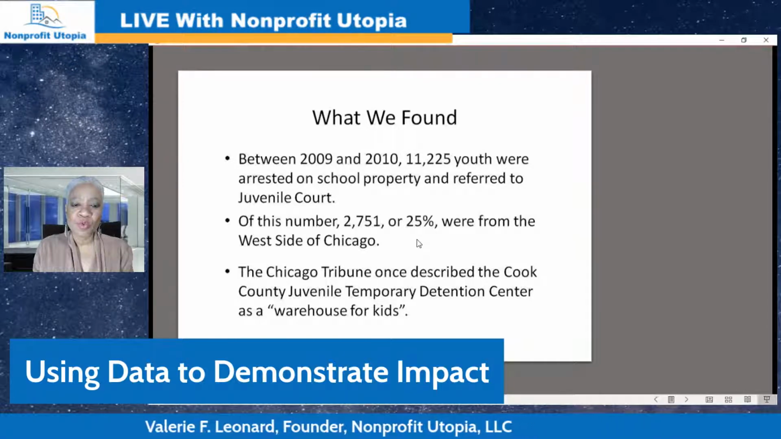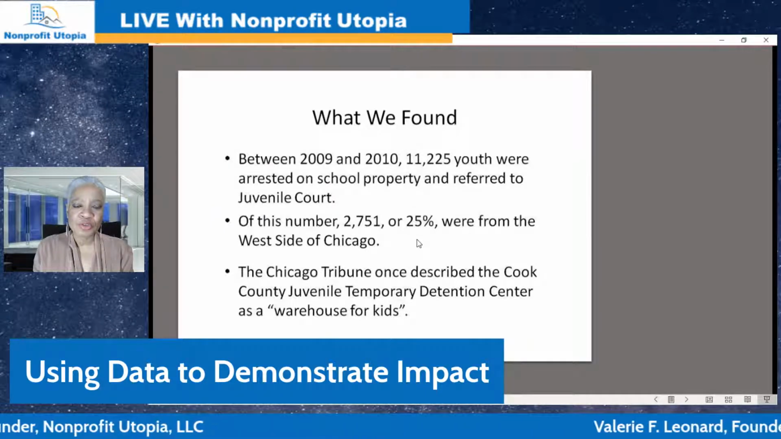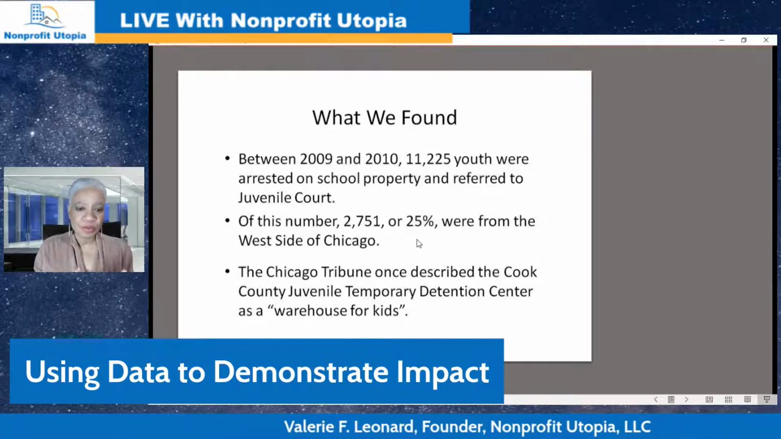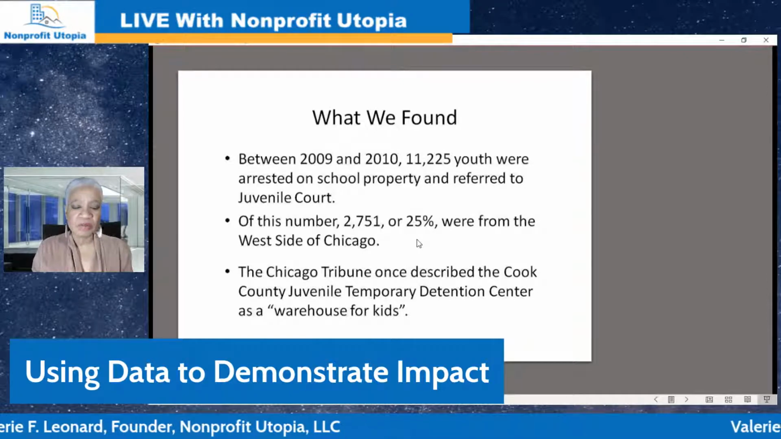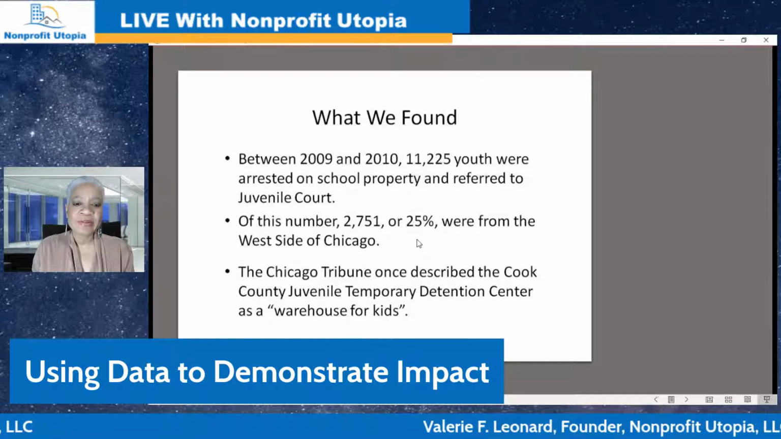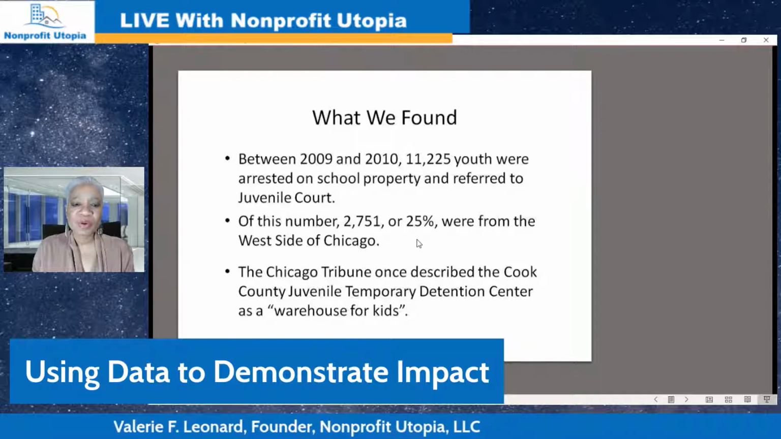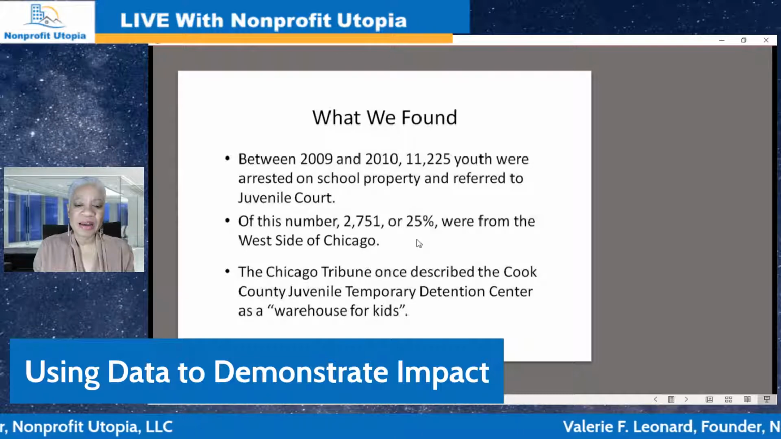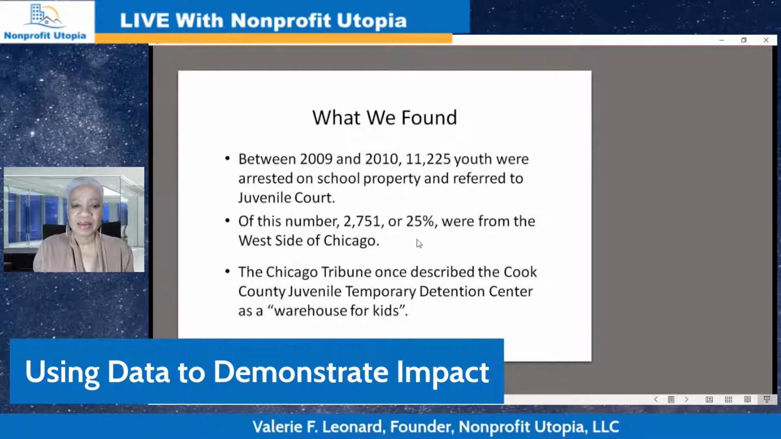11,225 youth were arrested on school property and they were referred to juvenile court. So we're moving directly from the education to now looking at some of the public safety issues as it relates to our kids. And of this number, 2,751 or 25% were from the west side of Chicago. And the Chicago Tribune once described the Cook County Juvenile Temporary Detention Center as a warehouse for kids.